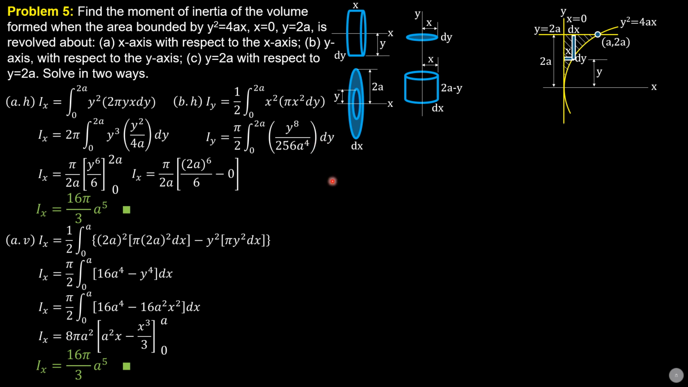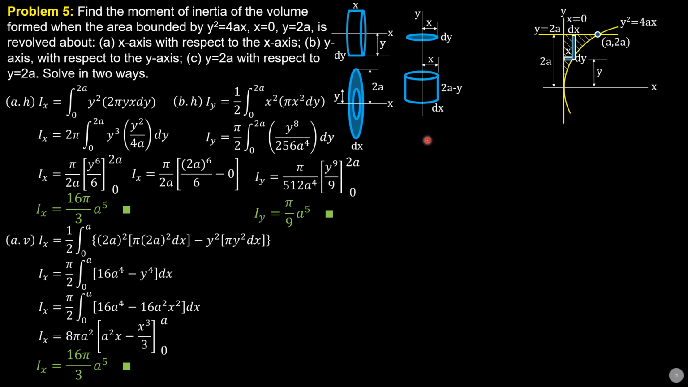Evaluating the integral, that would be pi over 512 a to the fourth, then y to the 9th over 9 from 0 to 2a. And substituting, pi over 512 a to the fourth, then (2a) to the 9th over 9, then it will be pi over 9 a to the fifth.